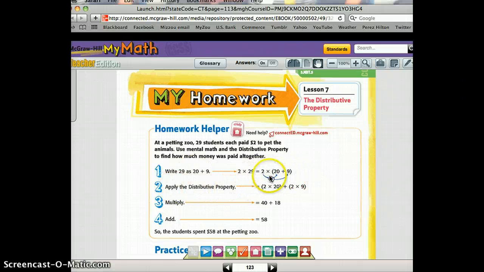So we have to deal out that 2 to each of those parts. So 2 times 20 and 2 times 9. Then we multiply. 2 times 20, we get 40. 2 times 9, we get 18. Then we have to add those up because we still have that addition sign there. And we get 58. So they spent $58 at the petting zoo.